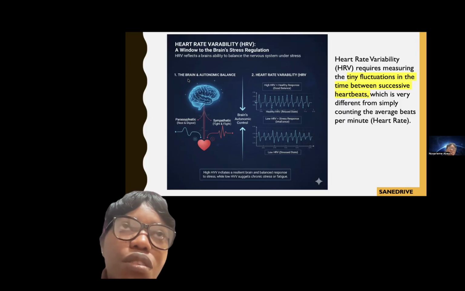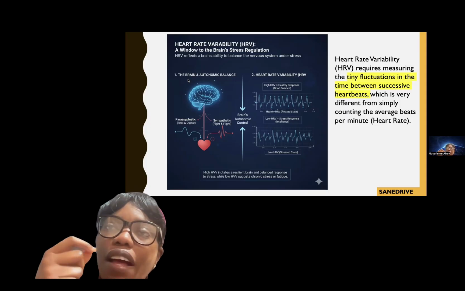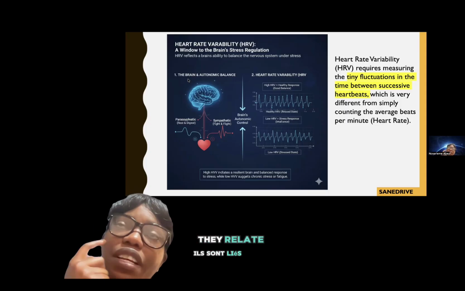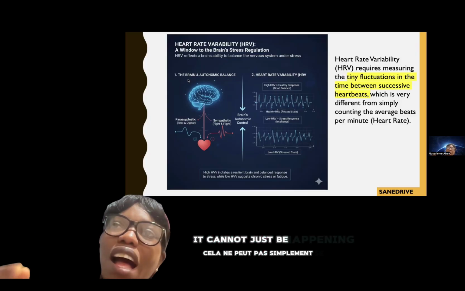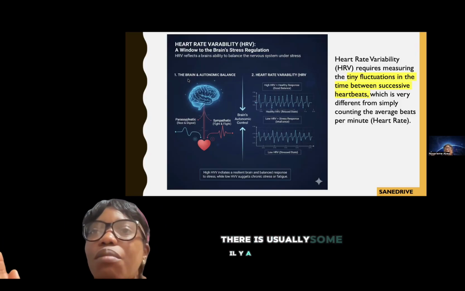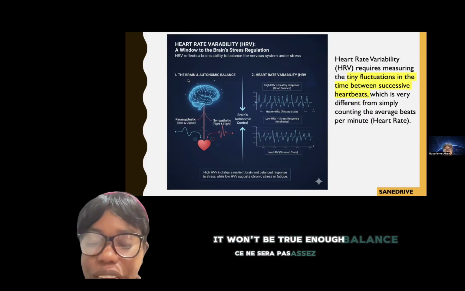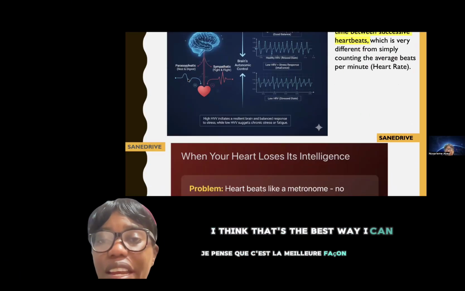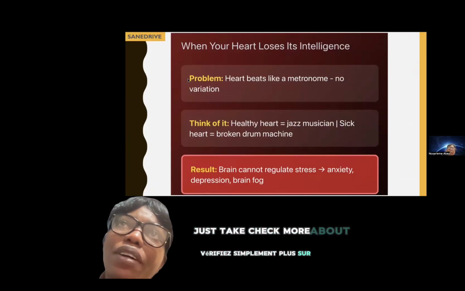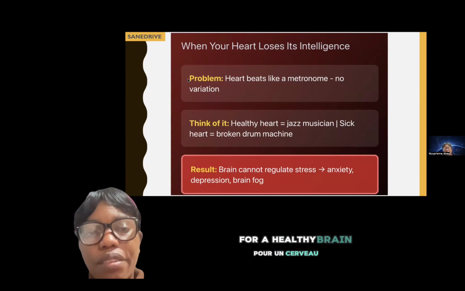And the fluctuation that we have between successive heartbeats is good. Sometimes that is what they relate to heart rate variability. It cannot just be happening like a metronome, whoop, whoop, whoop, with the same sound. There is usually some shaking, so that when there is real shaking, it won't be thrown off balance. Well, I think that's the best way I can explain this. If you want more details, just check more about heart rate variability and how you can manage it well for a healthy brain.